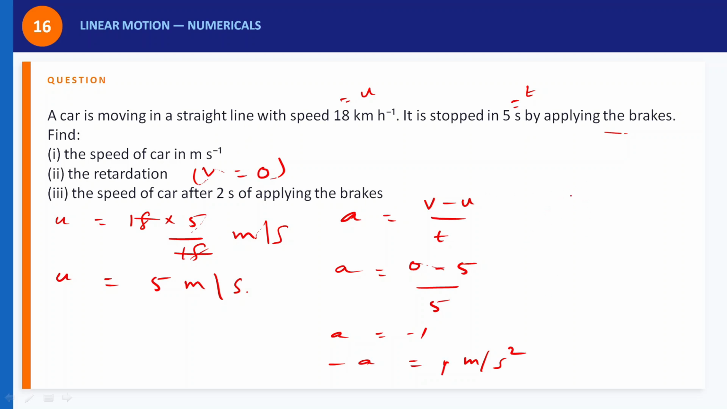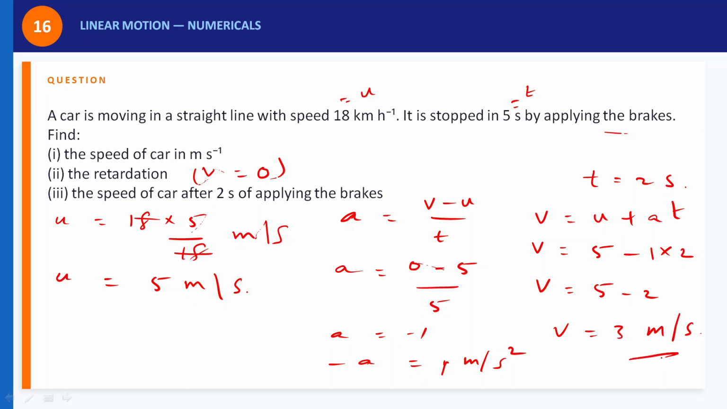For the third one, the time is given as 2 seconds, and we need the velocity after 2 seconds. We found the acceleration also. So v equals u plus at. v equals 5 plus minus 1 into time 2. So v equals 5 minus 2, v equals 3 meter per second.